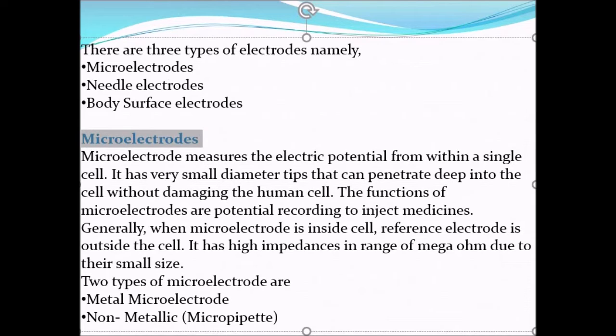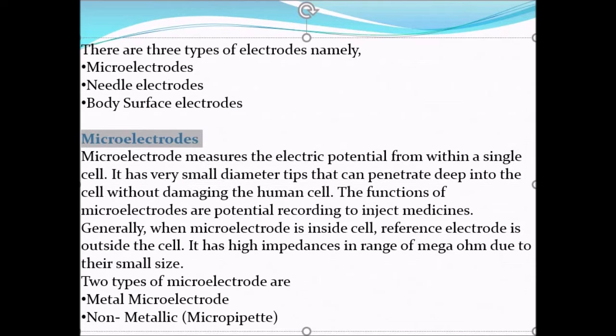The size of the electrode is determined by the size of the cell. Since the size of the cell is about 50 microns, the diameter of the tip of the microelectrode ranges from 0.5 to 5 microns. The electrode diameter is almost 10% of the cell size.